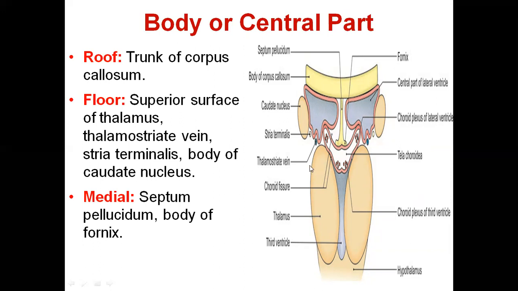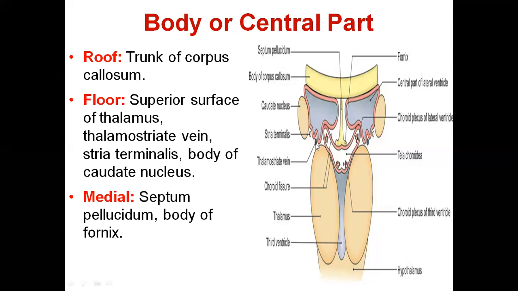You need to practice this diagram so that you will be able to write by looking at this diagram. Now this is the central part of right lateral ventricle, central part of left lateral ventricle. Now the roof of this central part, how is it formed? Yes, corpus callosum. This is the floor area, right? So the floor is formed by superior surface of thalamus. This is the thalamus, hence this is the superior surface of thalamus.